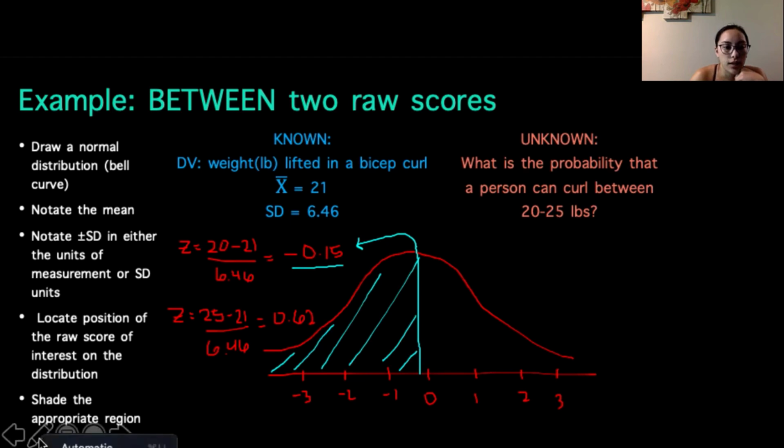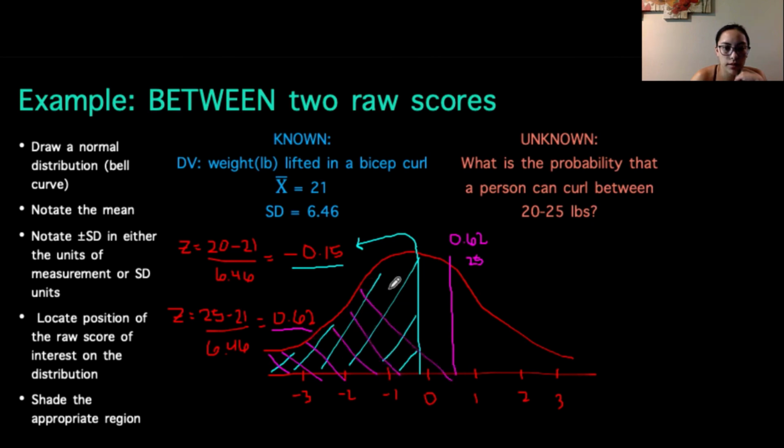Okay. Now I'll change my color to, let's say, magenta, and that will represent my z-score at 25. So we have a 0.62, which is relatively halfway between 0 and 1. Okay, so this is where 0.62, or if we're looking in terms of our units, 25 pounds. When we look at the z-score in the table, the probability that we get from the table is going to be this region.